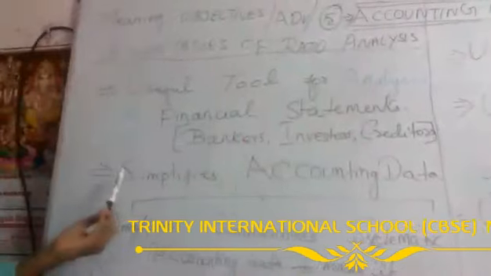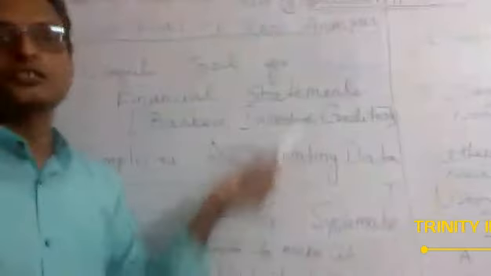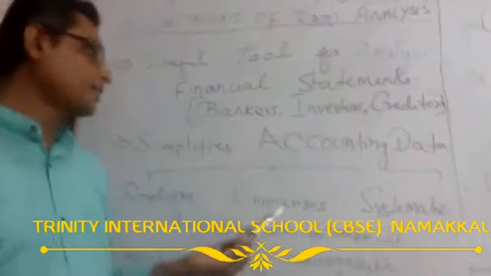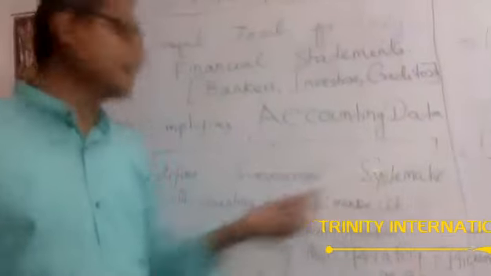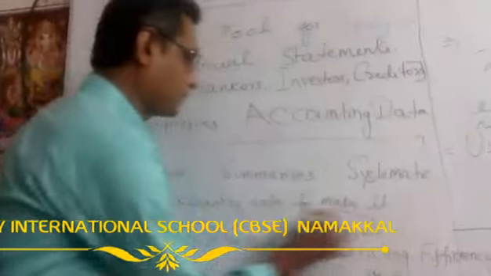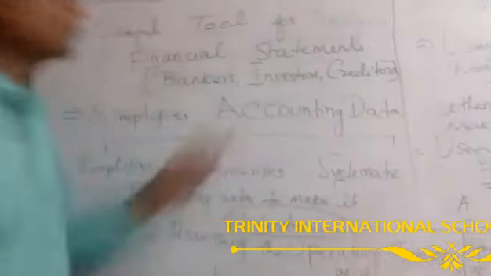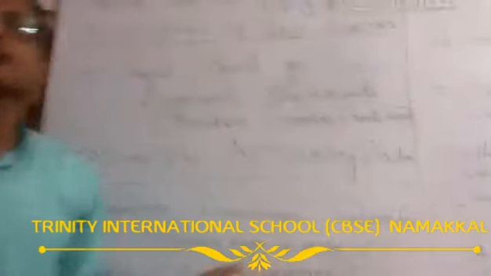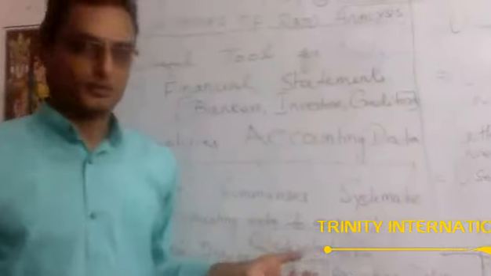And second, very important: it simplifies accounting data. This ratio will give a simplified view. You can summarize the data, so you will see a systematic picture. Accounting data is made understandable and meaningful. With the accounting ratio, we will understand the company's performance. Then it is useful in assessing operating efficiency, that is very important. See, the operating efficiency of the business. Based upon the ratio, we can understand whether the company's growth has improved or not.